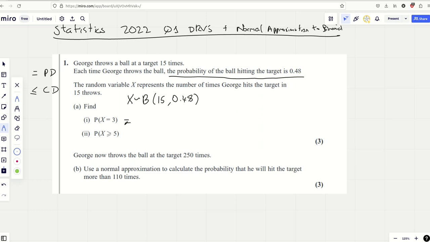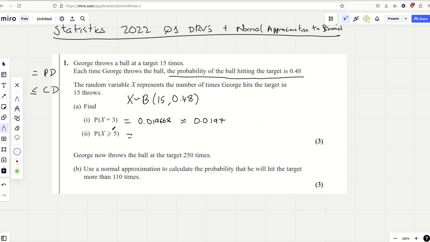So after that we just type it into our calculators, go into statistics, binomial distribution, binomial PD, n is 15, p is 0.48, x is 3. You should get 0.019668, and that obviously rounds to three significant figures to 0.0197. Cool.